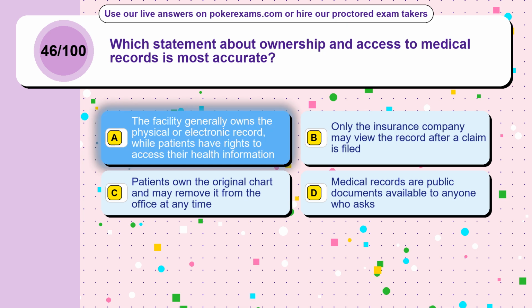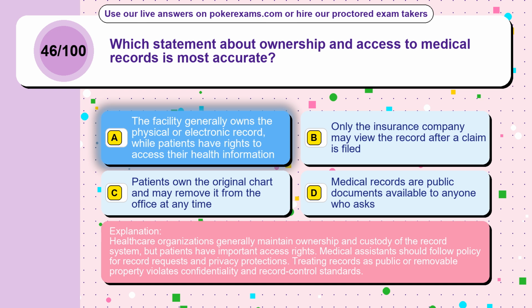The correct answer is option A. The facility generally owns the physical or electronic record, while patients have rights to access their health information. Healthcare organizations generally maintain ownership and custody of the record system, but patients have important access rights. Medical assistants should follow policy for record requests and privacy protections. Treating records as public or removable property violates confidentiality and record control standards.